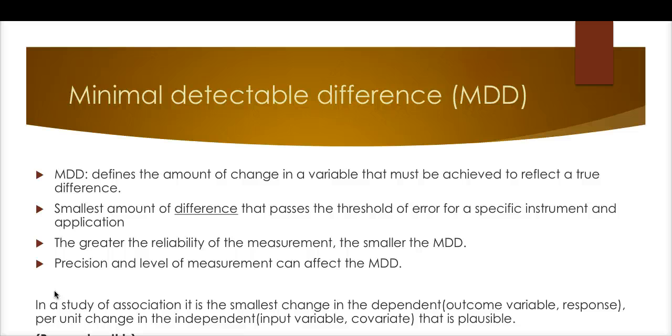So if you're appraising research for an outcome measure and there's a large MDD, well, that's something to question. But if it's showing you that the MDD is small, then that produces reliability or greater reliability. So what to take from this is probably the bottom half, because that's what I really want you to understand. In a study of association, it is the smallest change in the dependent variable, which is the outcome or response, per unit change in the independent variable that is plausible.